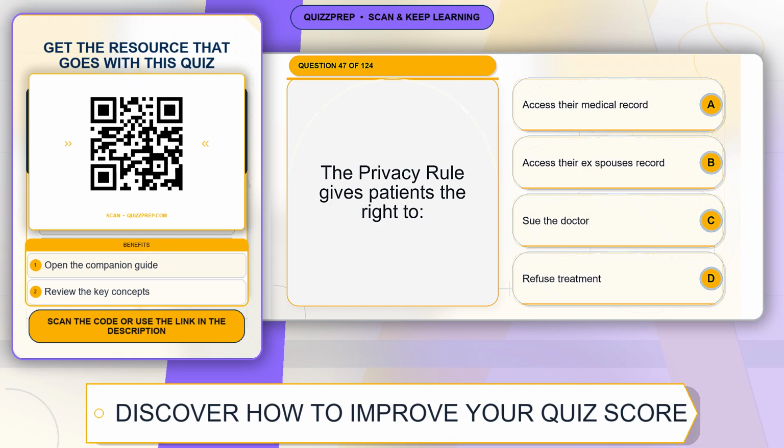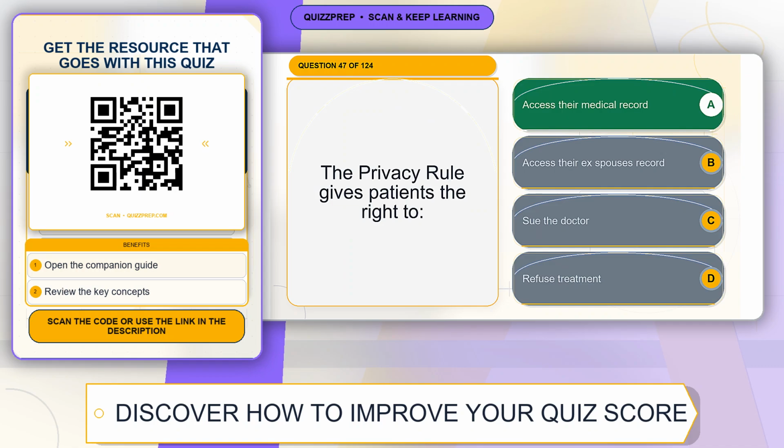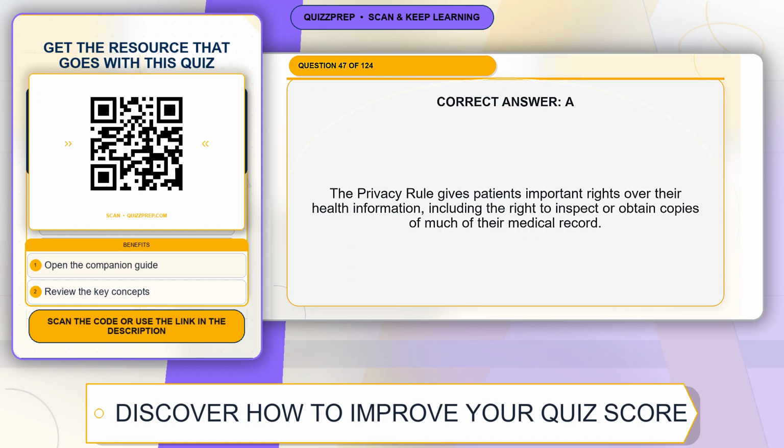Question 47. The privacy rule gives patients the right to: option A, access their medical record, option B, access their ex-spouse's record, option C, sue the doctor, option D, refuse treatment. The correct answer is option A, access their medical record. Explanation. The privacy rule gives patients important rights over their health information, including the right to inspect or obtain copies of much of their medical record.